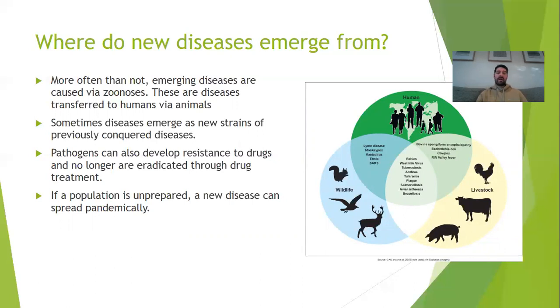Another way that diseases arise is when they're actually new strains of previous diseases. So for example, each year we have to get a different flu shot because there's a new strain of the influenza virus every year. And so that's where we start to get some of these new diseases from. And now if a population is unprepared, there's no natural immunity against that disease, then we can see that a new disease can spread pandemically and quite easily.